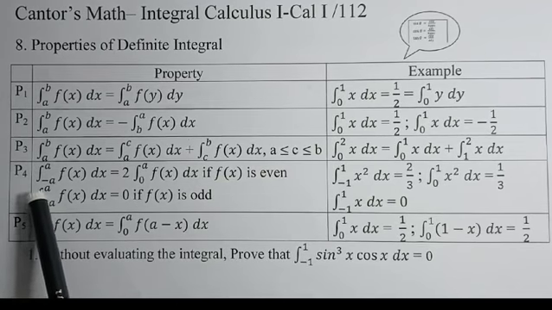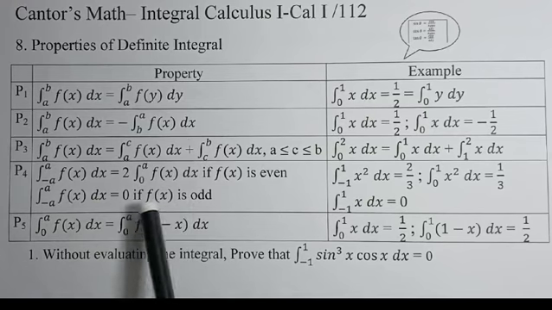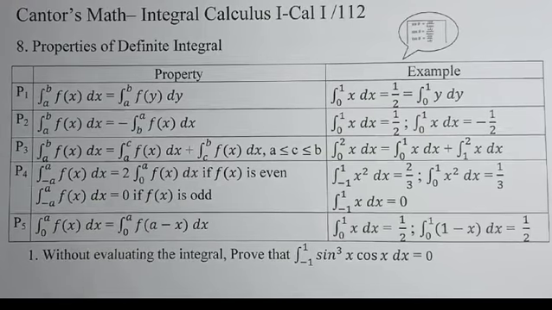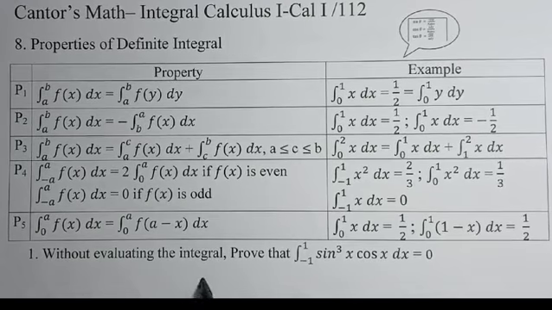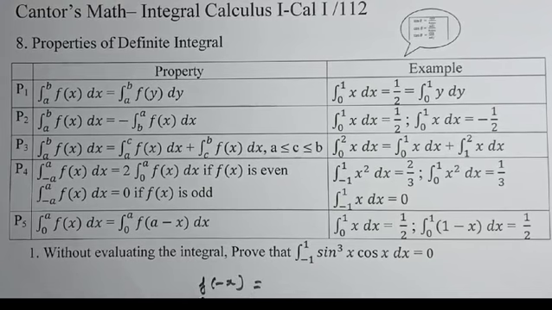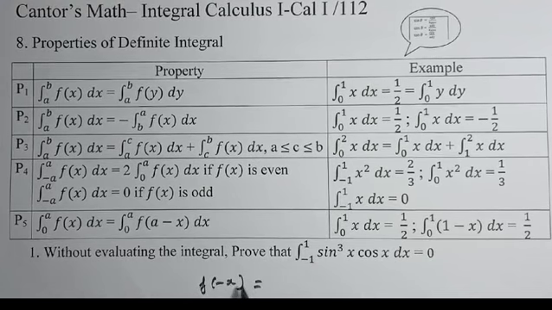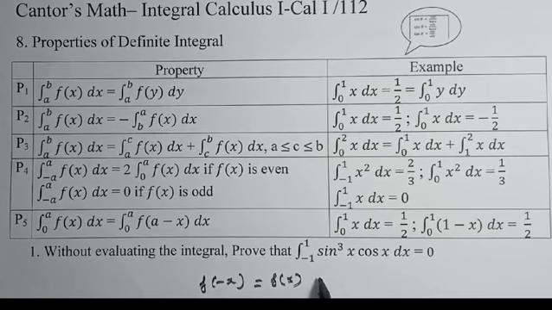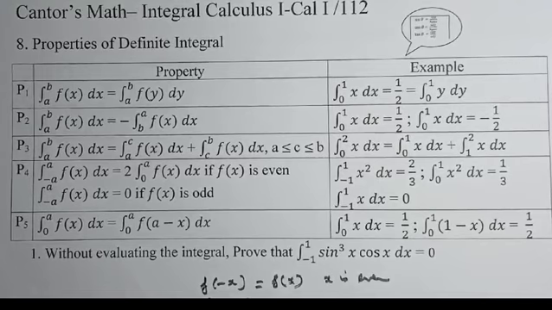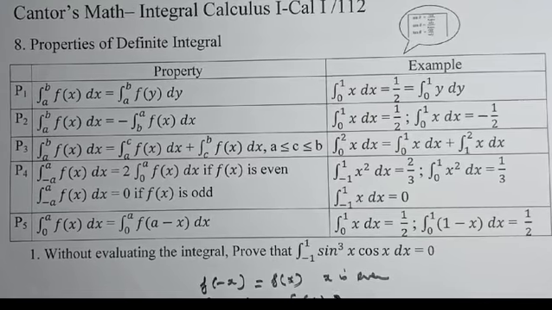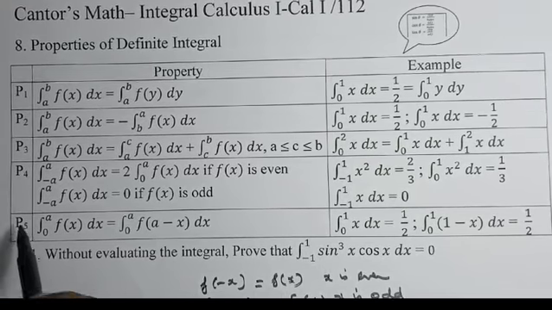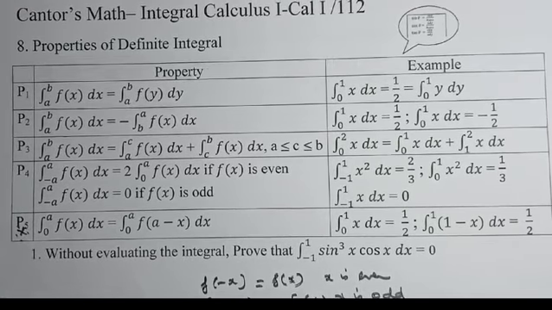Then integral minus a to a f of x dx, if f of x is odd, then it becomes 0. How to find out whether it is even or odd? In the place of x in f of x, you substitute minus x. If f of minus x equals f of x, then f is even. If f of minus x equals minus f of x, then in this case f is odd. That's all.